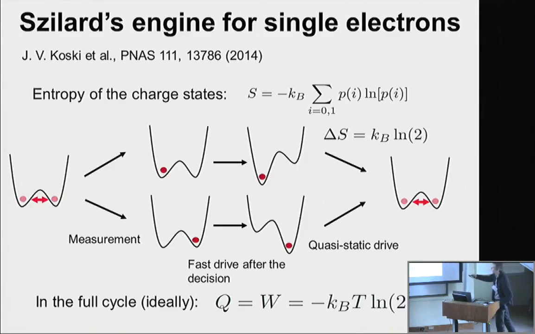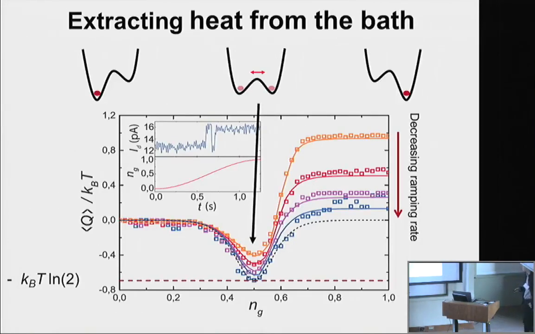And now indeed, depending on the system and the feedback and the measurement, you really can make these two alternative, essentially identical feedback protocols, and in doing so, in the full cycle you always extract this kBT logarithm of 2 from the bath, putting it to the charge state.